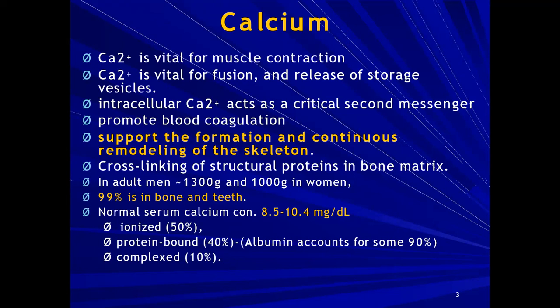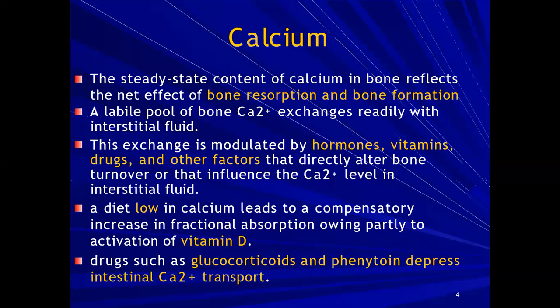Now, it appears in various forms in the serum, and it can appear as ionized. 50% of the calcium in the body is ionized, whereas 40% is bound to protein. And this most commonly is albumin, which accounts for 90% of the bound fraction. Then we have the other complexes of calcium in the body.